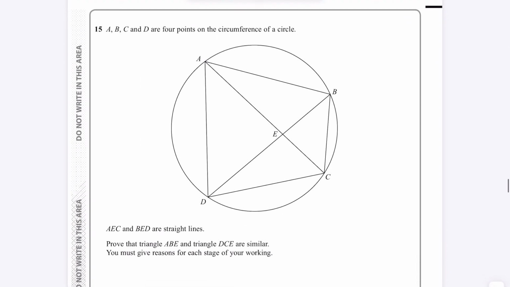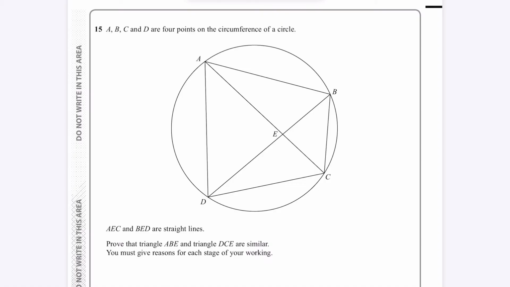Moving on. A, B, C, D are 4 points on the circumference of a circle. Okay, they're on the circumference, so you should already start thinking about circle theorems at this point. A, E, C, and B, E, D are straight lines. Prove that ABE and DCE are similar.